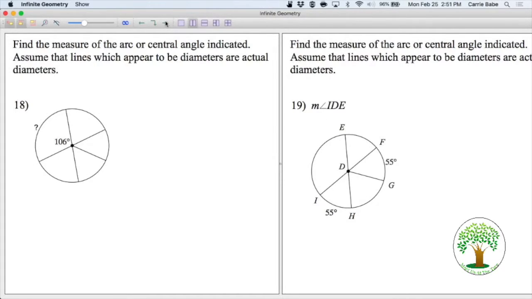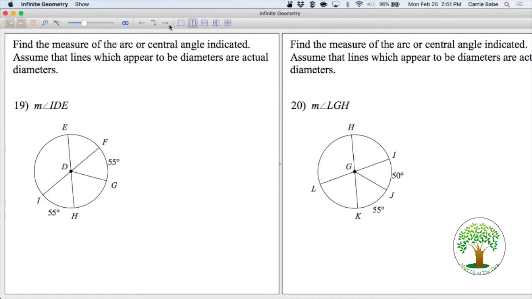19. All right, again, the same thing. This time I'm looking for IDE. Now, be real careful. It says to assume that things are diameters. This is a diameter, right? This is a diameter right there. So how big is this one?